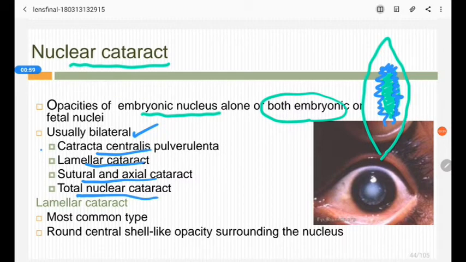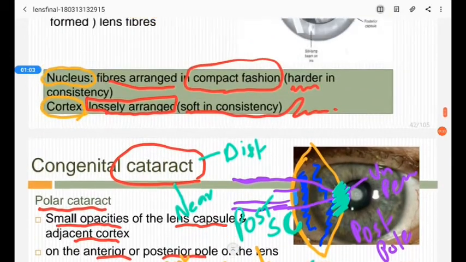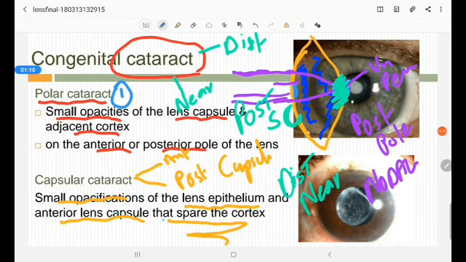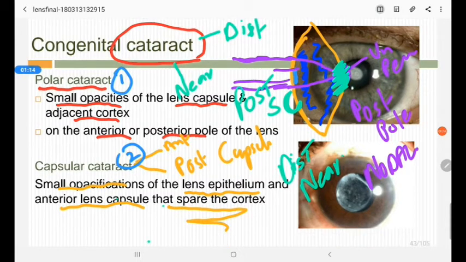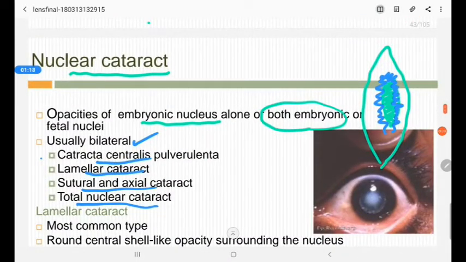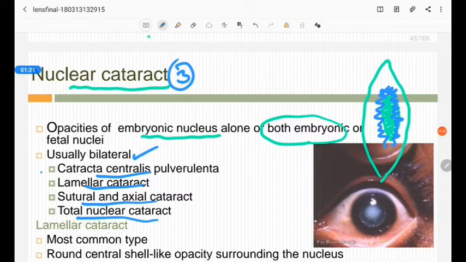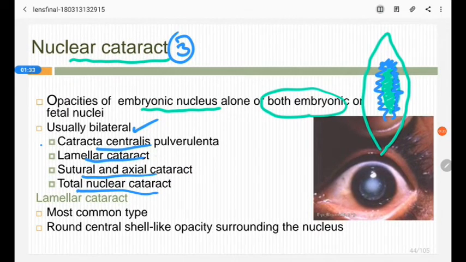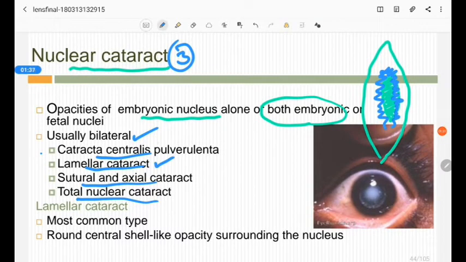So actually we are discussing congenital cataracts, and in congenital cataract, first one was the polar cataract, next was the capsular cataract. Now the third one is nuclear cataract, and in that there are different layers of the nucleus that can get cataractous, as we have already discussed, and it is different. Each lamella of the nucleus can get cataractous. Just the Y sutures that are present in the nucleus can get cataractous, or even the central part, which is called the axial cataract, can be seen in the nucleus, or the entire nucleus can get cataractous.